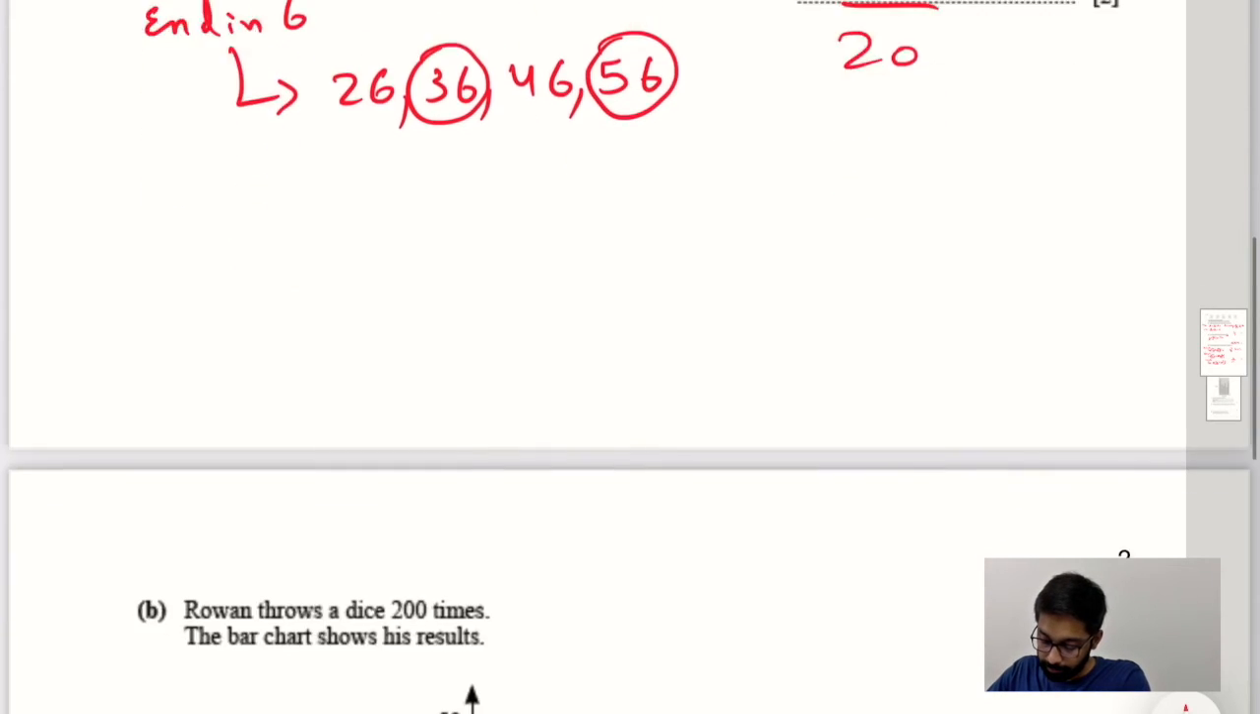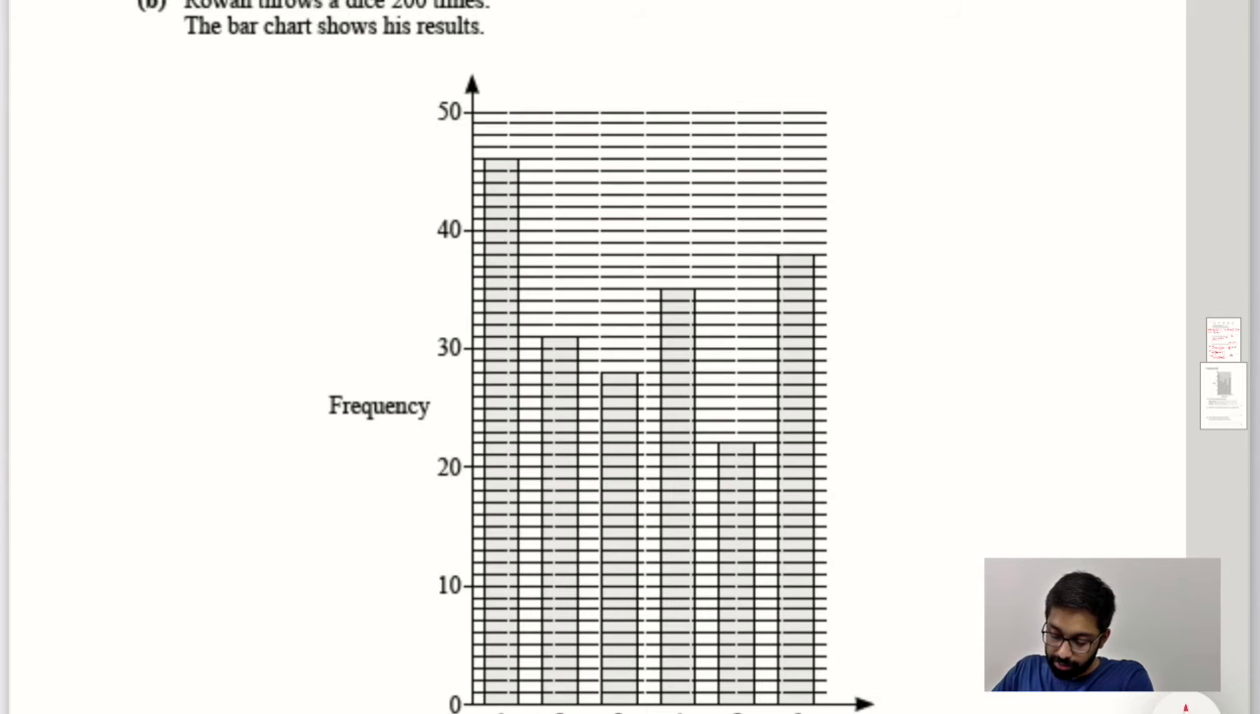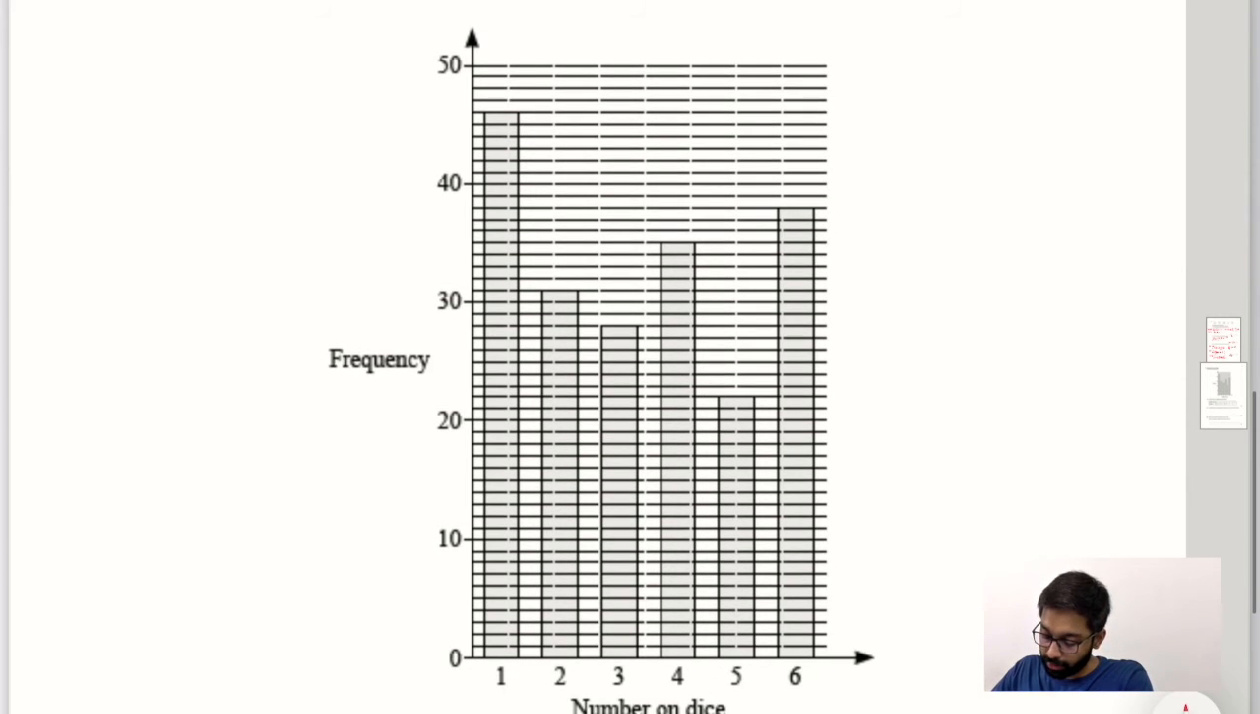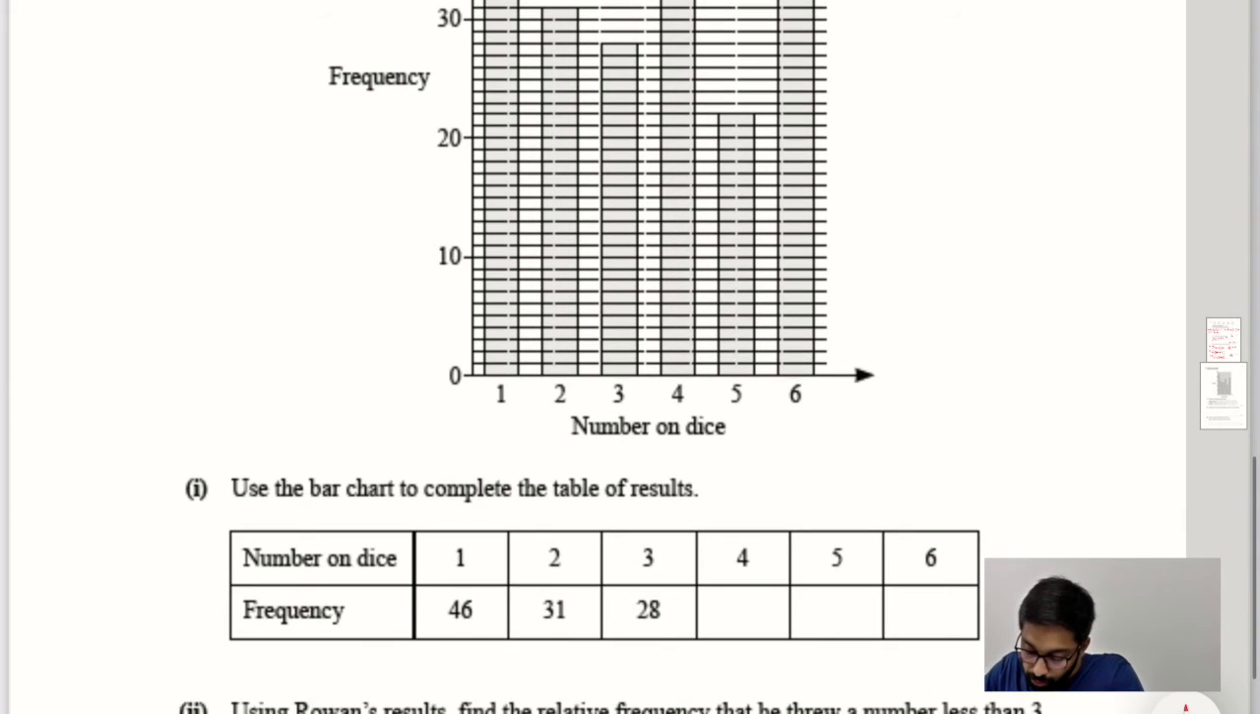Let's move on. The next part shows a bar chart and it says Rohan throws a dice 200 times. The bar chart shows his results. Now there are 6 numbers on a dice, so it's a 6-sided dice, but he throws 200 times and he records all the possibilities in this bar chart. Use the bar chart to complete the table of results.